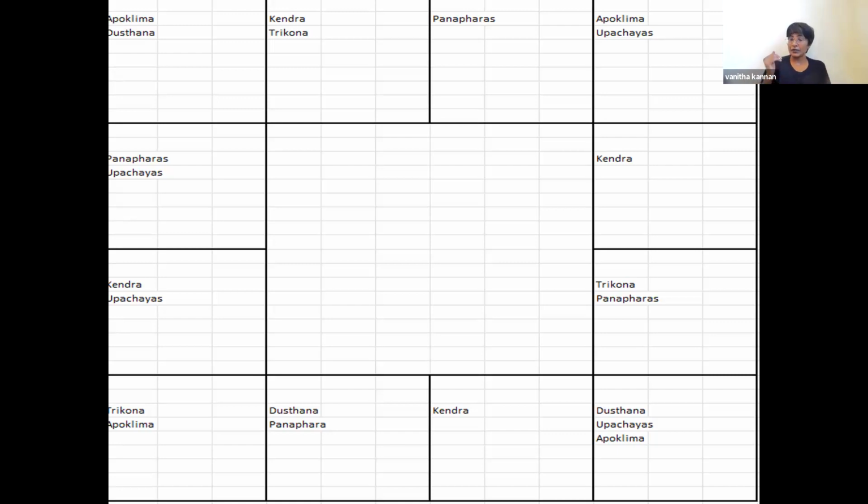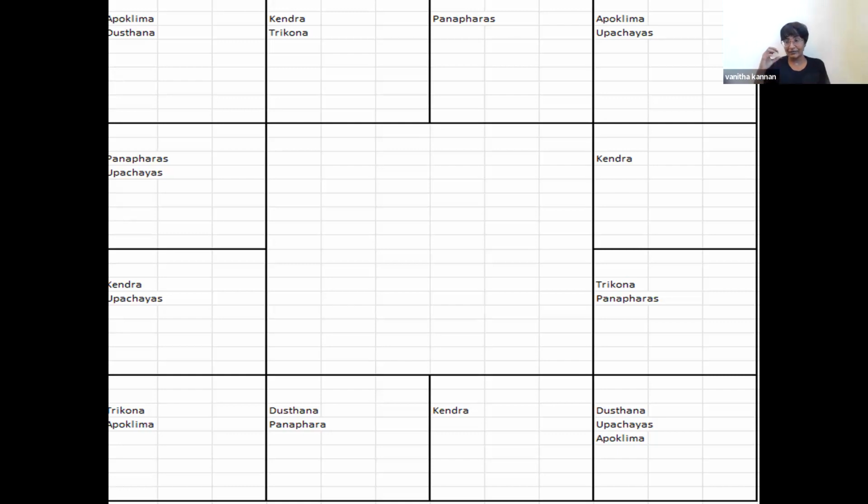Then we'll come to the sixth house, a very, very interesting house. The sixth house is the Dustana. That means 0% of your auspiciousness. And the Upachaya: whatever is in it will grow day by day, age by age. Apoklima means auspiciousness will be very, very little, 25%. It will reduce because it is before the Kendra, not big auspiciousness.